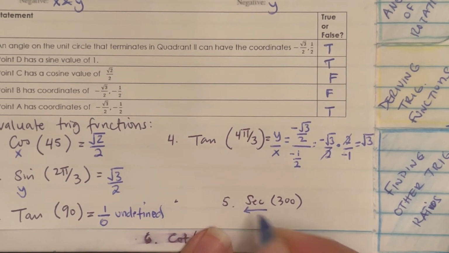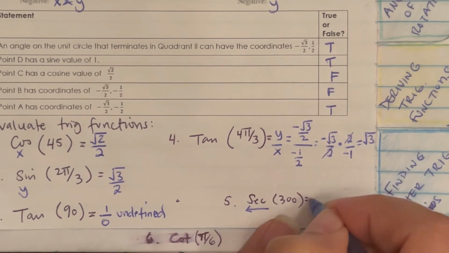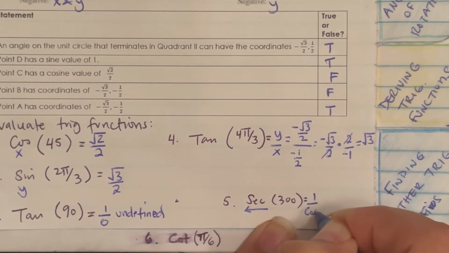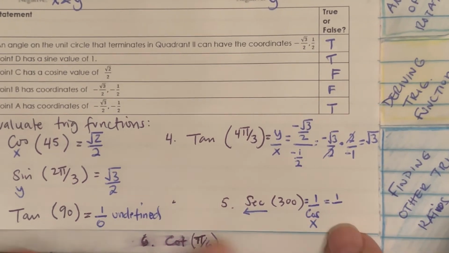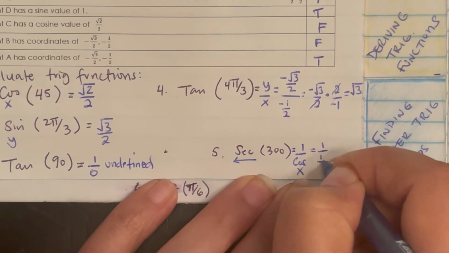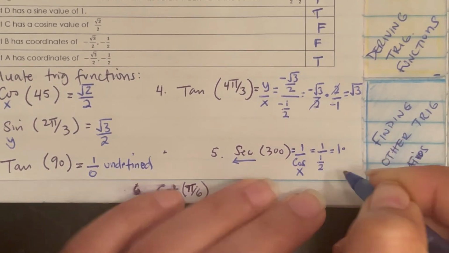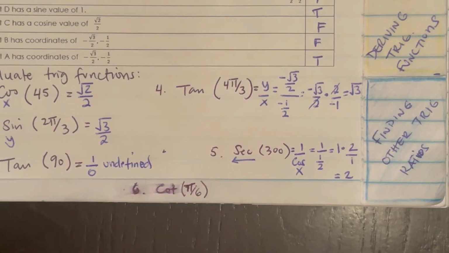Secant, you can read this backwards like that. It looks like cosine, doesn't it? C-O-S. So we're going to say secant is the inverse of cosine, which means it's 1 over cosine. So remember, cosine is x. So find x at 300. So find 300. X is 1/2. And it's 1 over 1/2. And again, we're going to keep the first, change it from division to multiplication, and flip the second. Then go ahead and simplify.